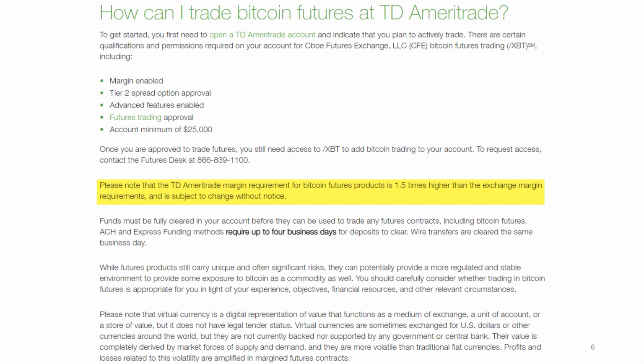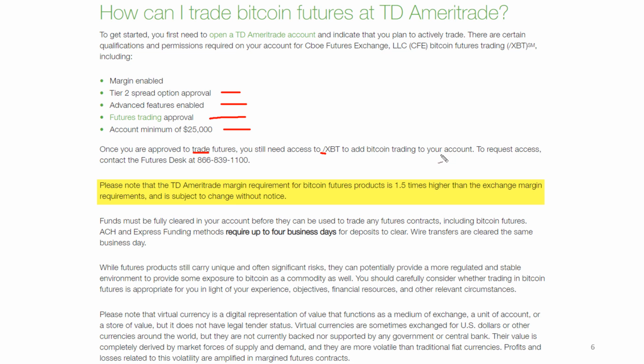So if you go to the TD Ameritrade website and say, what does it take for me to trade futures at TD Ameritrade? You've got to jump through all of these hoops here. You've got to get the right margin settings. You've got to go through options approval, advanced features enabled, everything like that. You've got to be approved for futures trading. Basically, you have to show that this is not your first time around the block. You also have to have at least $25,000 in your account. So once you're approved to trade futures, you still need access to this to add it to your account.